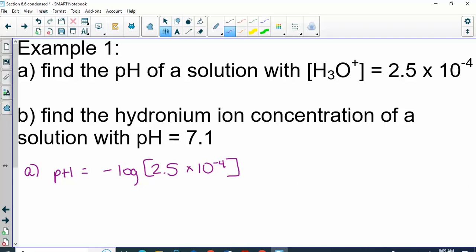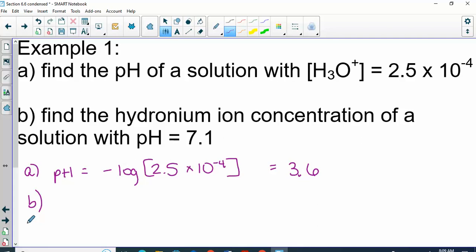So, negative log. 3.6021. And pH, we typically just go to 1 decimal place. So your pH is 3.6. All right. Did everyone get that answer? Yes. All right.